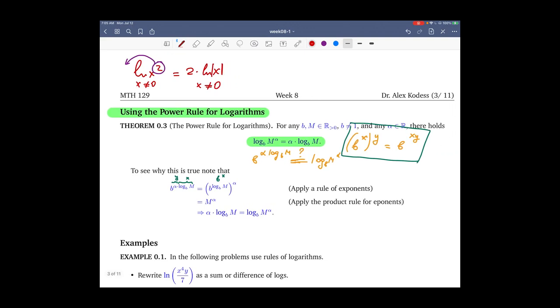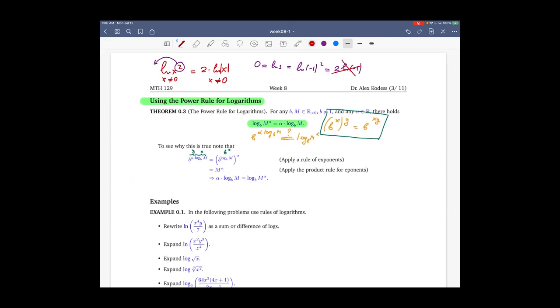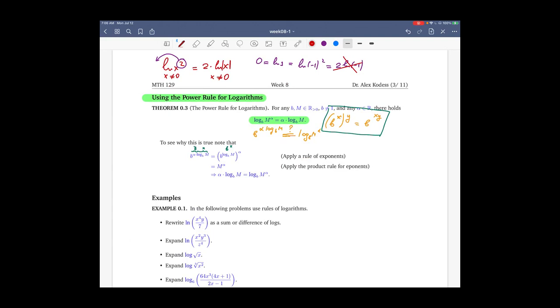Because again, if you have ln of -1 squared, which is a perfectly valid number, -1 squared is 1, and ln 1 exists. But if I were to thoughtlessly apply the power rule, that would have given me 2 times ln -1, and that doesn't exist. So you have to be very careful. Always check that all expressions you are writing actually make sense.